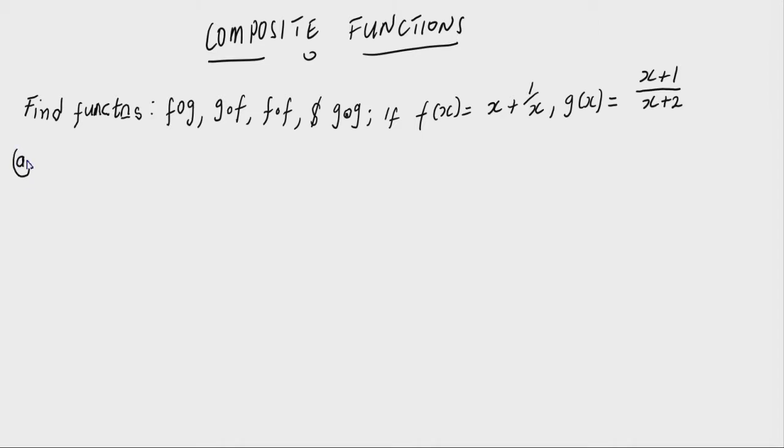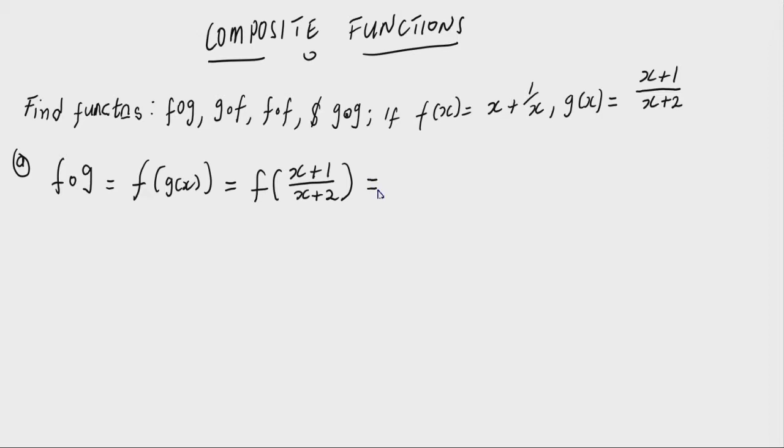C, F, G, which is going to be like the last time. Right, this is F, G of X is equal to F, and we know G of X is equal to that, so that's X plus 1 divided by X plus 2. Then this is our new X.